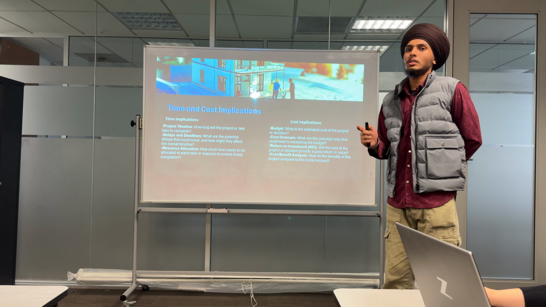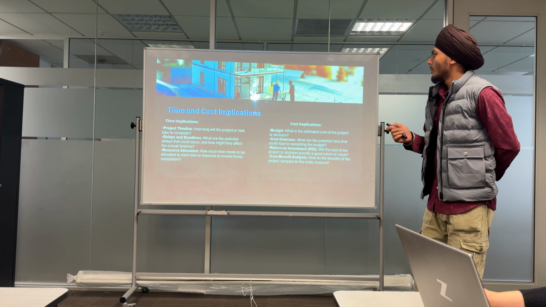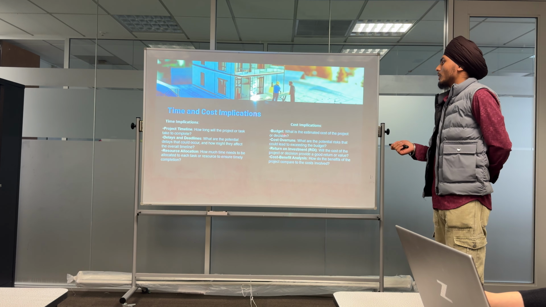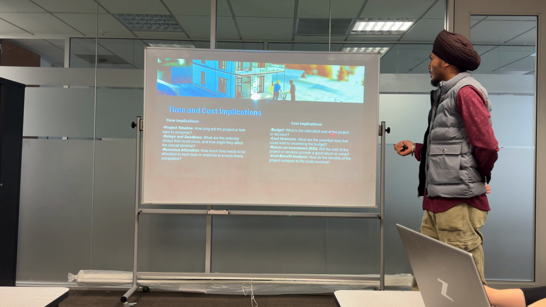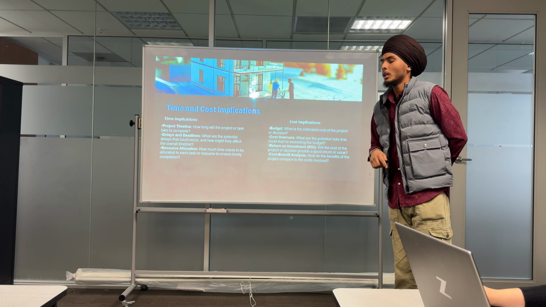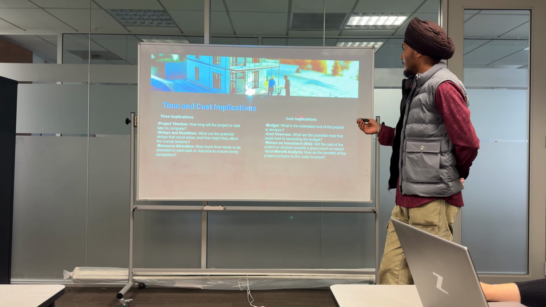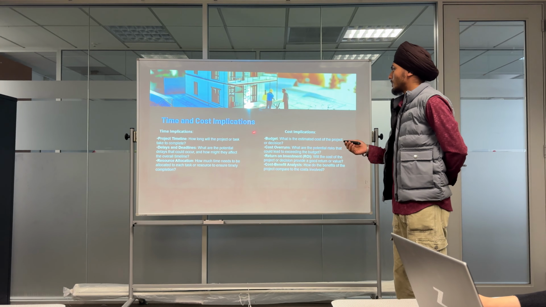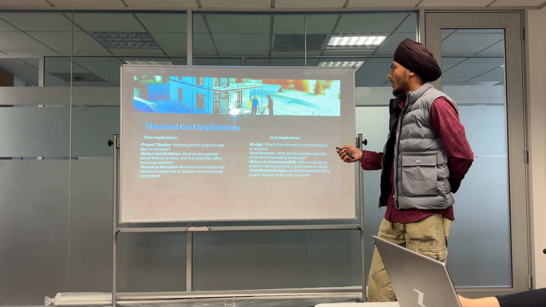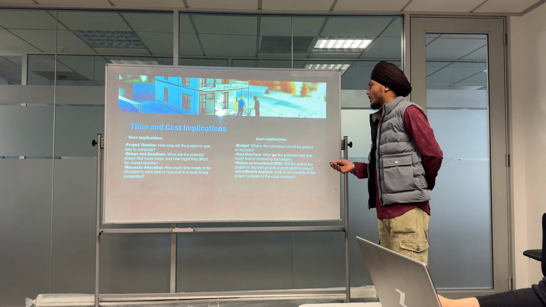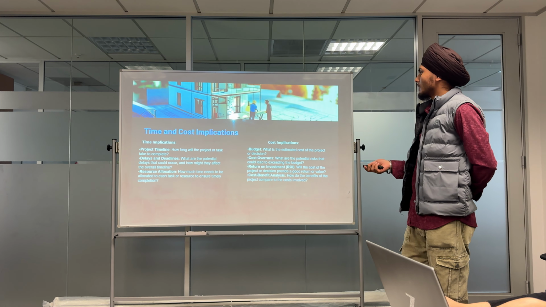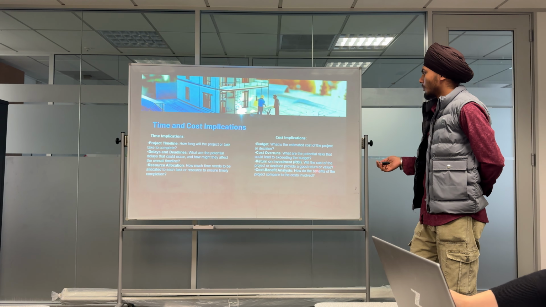The second one is cost implication. The very first point is budget. What is the estimated cost of the project or decision? This is the main point in cost implication. We need to first maintain our budget and then we start. The second point is cost overruns. What are the potential risks that could lead to exceeding the budget?